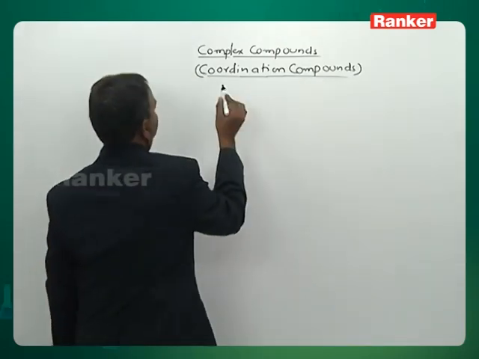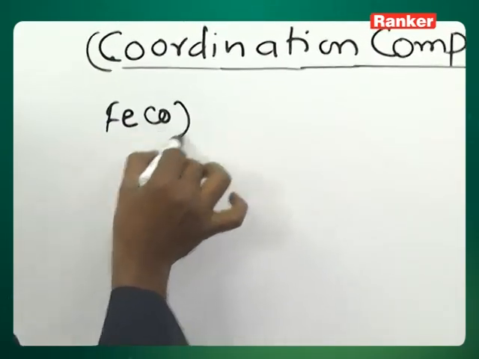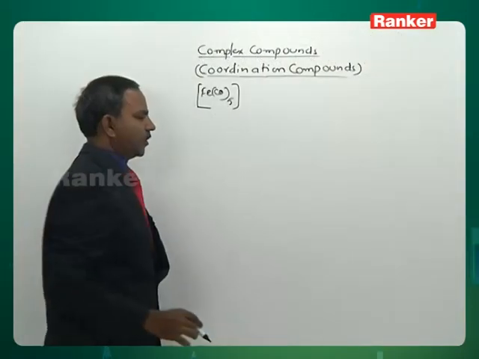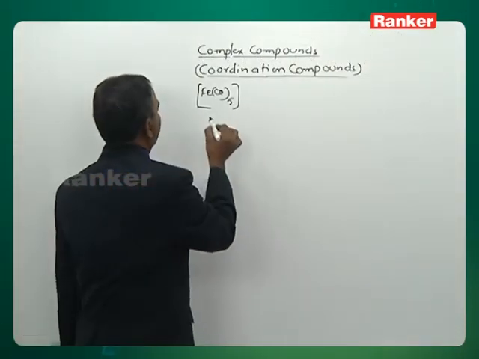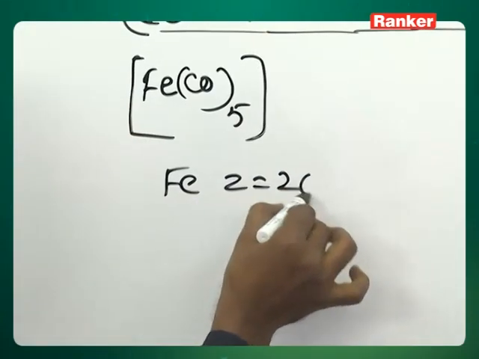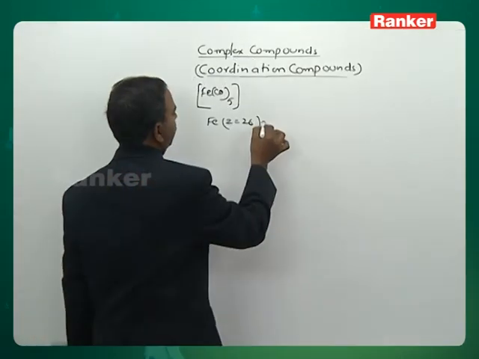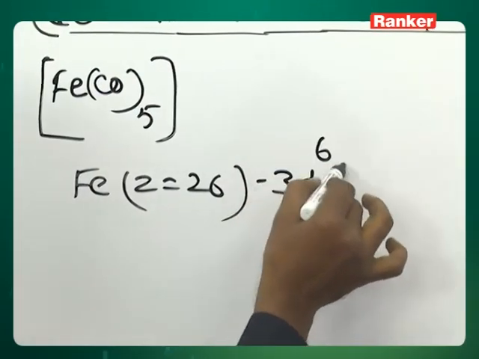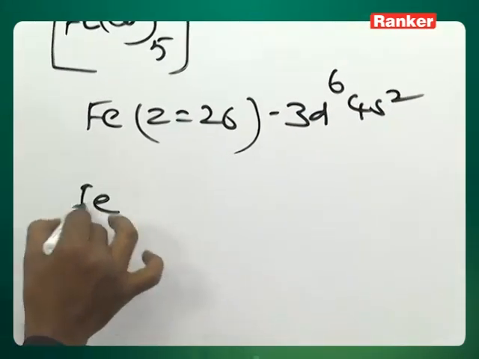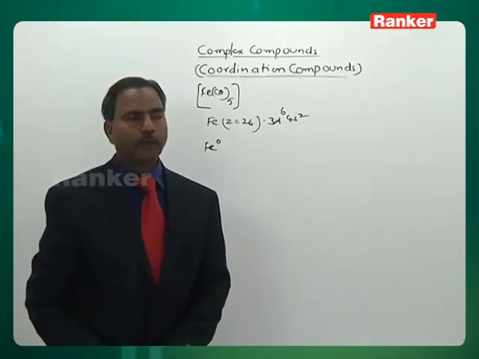Now let me give a complex, Fe(CO)5. Look here, let us follow the same steps. Iron, Z is equal to 26. Let us see its electronic configuration. You know well, 3d6 4s2. Yes, its oxidation number is 0. Since it is a carbonyl complex, its oxidation number is 0.